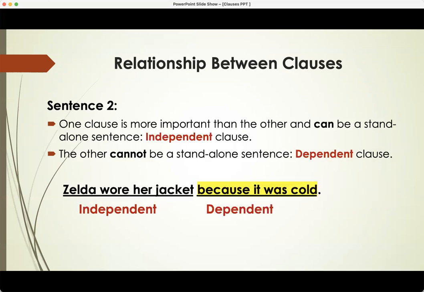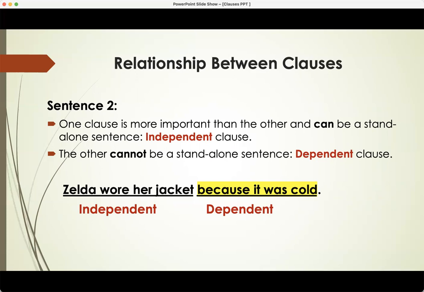In contrast, if we look at sentence number two, here we have the situation where one clause is more important than the other. So for example, Zelda wore her jacket. Here we have an independent clause because Zelda wore her jacket can be a standalone sentence. However, because it was cold cannot be a standalone sentence. Why is that? Because the clause because it was cold serves as a reason supporting the independent sentence. It's telling us why Zelda wore her jacket.